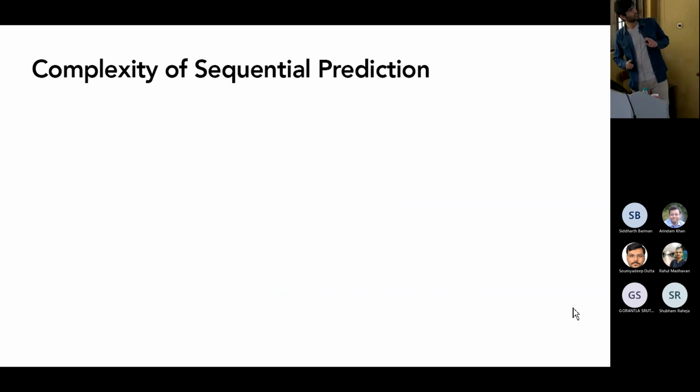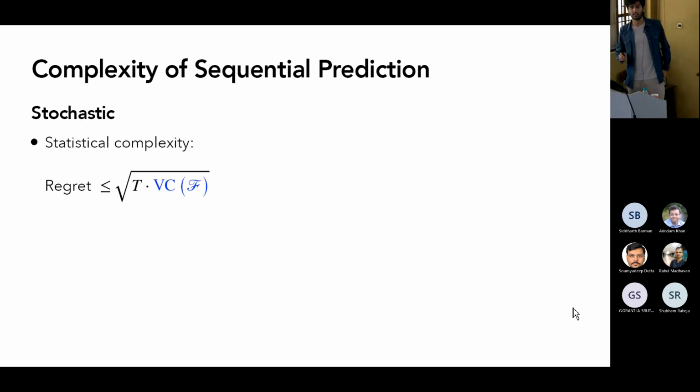So okay, now we look at the actual complexity of sequential prediction. In the stochastic case, this is actually the most well-studied classical case, going back to Vapnik, Chervonenkis, and Valiant. You can show that the regret is bounded by the square root of t times the VC dimension. If you're not familiar with the VC dimension, it's okay. For this talk, you can think of this as a small number.